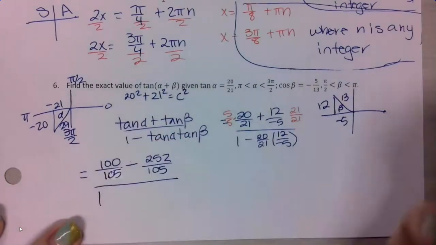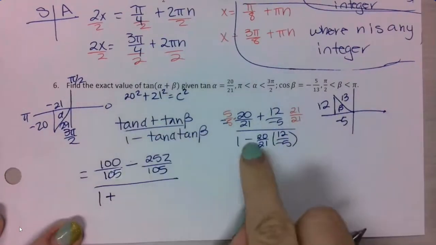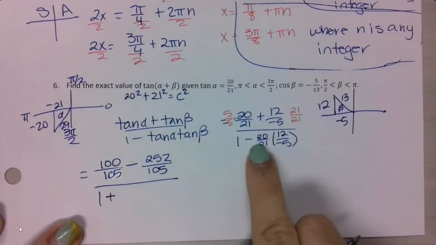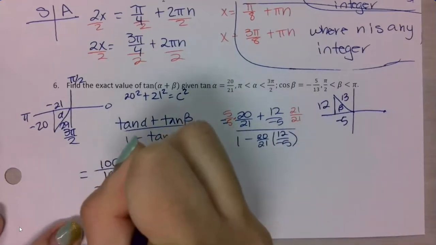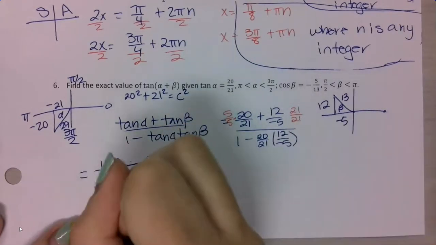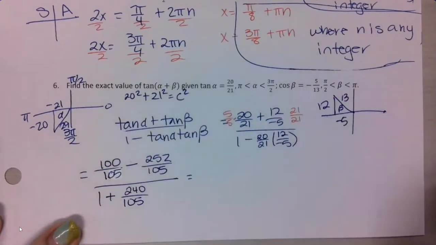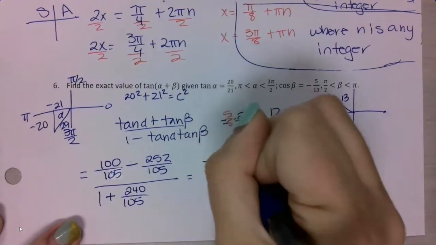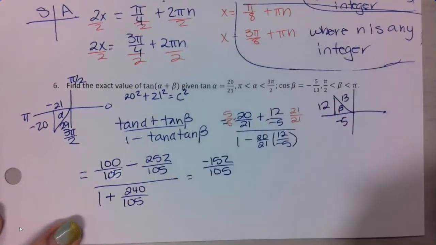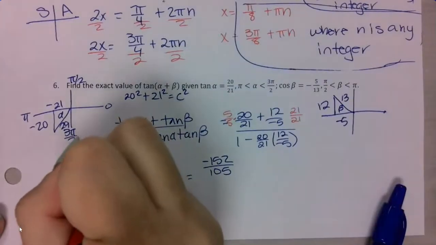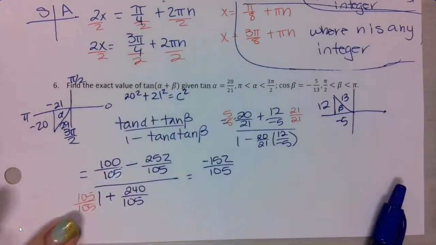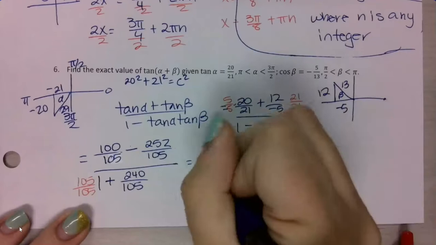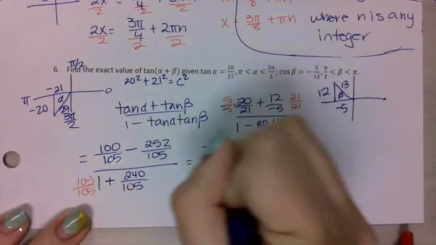On the bottom here, I'm multiplying straight across. I have a negative from the formula, a negative from this 5, so it's going to make that positive. 20 times 12 is 240. 21 times 5 is 105. On my numerator, I can combine like terms. 100 minus 252 is negative 152 over 105. On the denominator, I make this 105 over 105. So 105 plus 240 is 345 over 105.